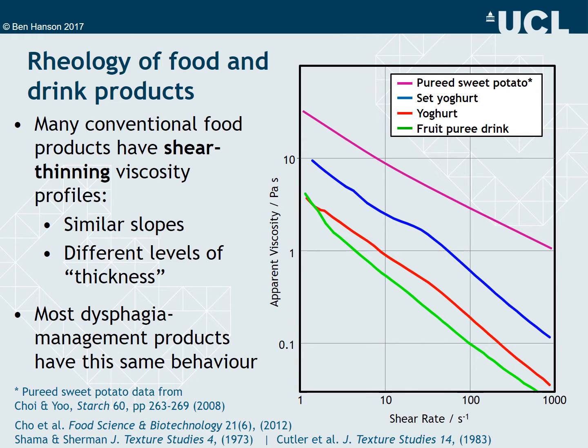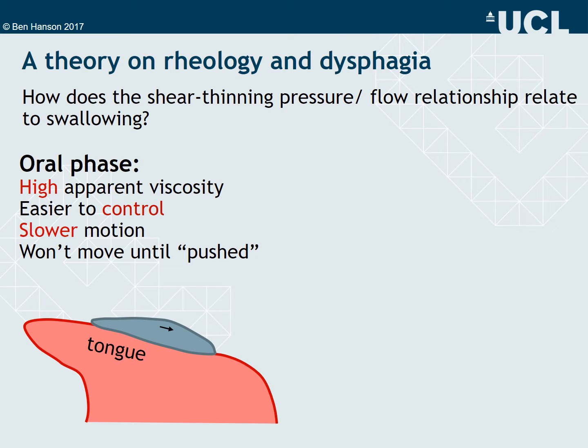Now, many conventional food and drink products have somewhat similar shear thinning properties. That's the fact that the apparent viscosity tends to decrease the faster you move them. Or another way to think about that is that as you apply more and more pressure to the fluids, they respond by flowing with ever increasing velocities. Now, this is probably a good thing in terms of evolutionary approaches to eating. It means that they're actually quite easy to control in the mouth.